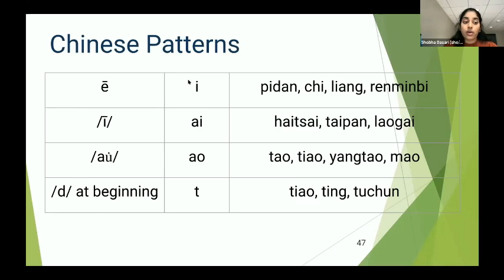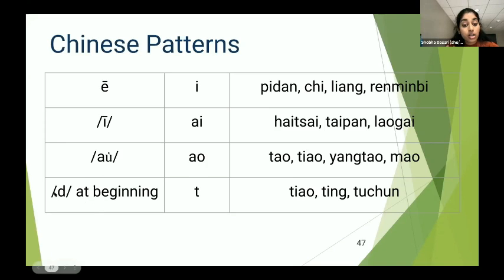Then next language pattern, you have the I sound, which in Chinese is often spelled with the AI. So we have haizai, and then taipan, and then laogai. So the I sound is spelled AI. The ow sound in Chinese is spelled with an AO. So examples are dao, diao, yang dao, and then mao. And so that ow sound is spelled with an AO.